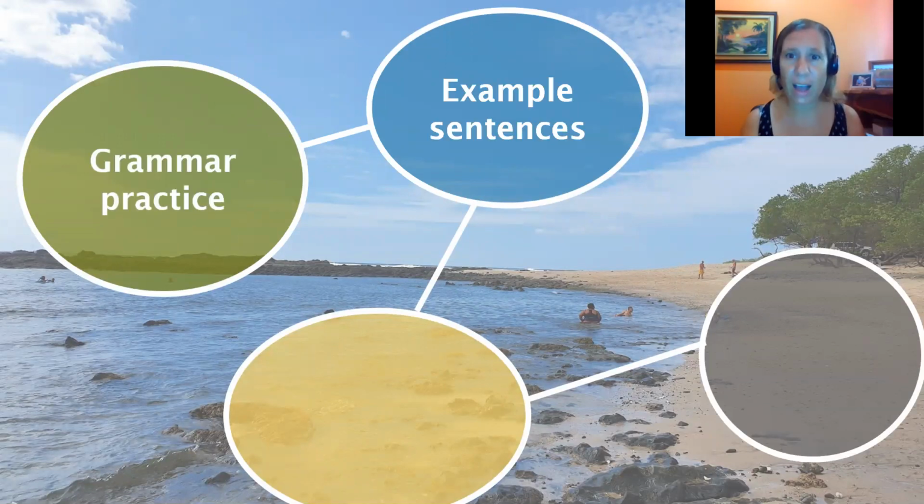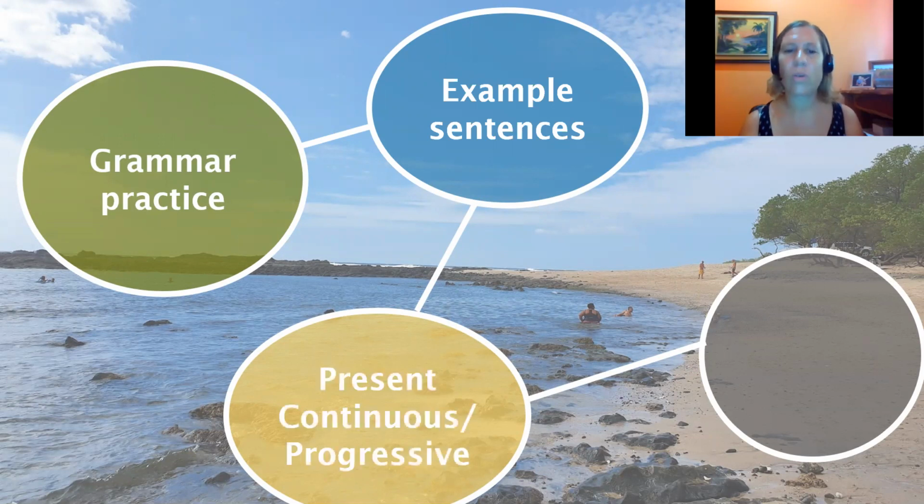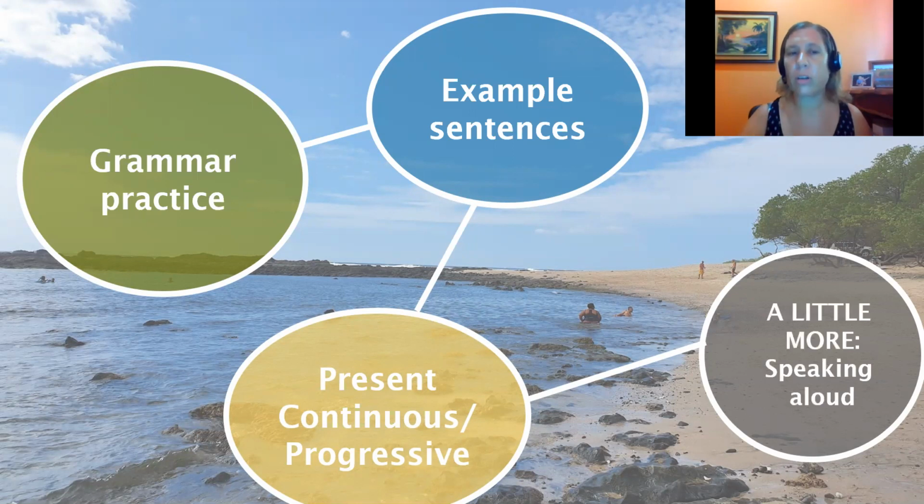So this is grammar practice, and we're going to use example sentences. We're focusing on the present continuous verb tense. The present continuous is the same as the present progressive. There are two ways to talk about the same verb tense. For a little more, we'll talk about speaking aloud.